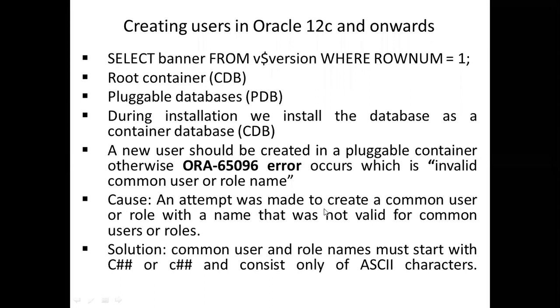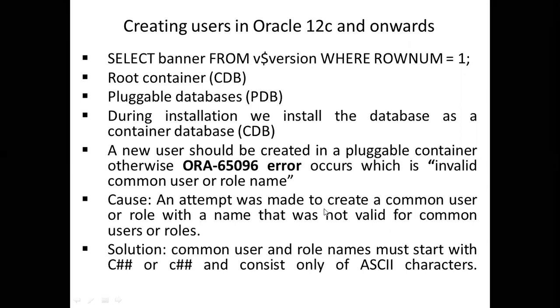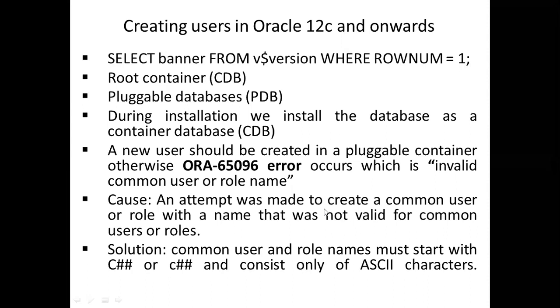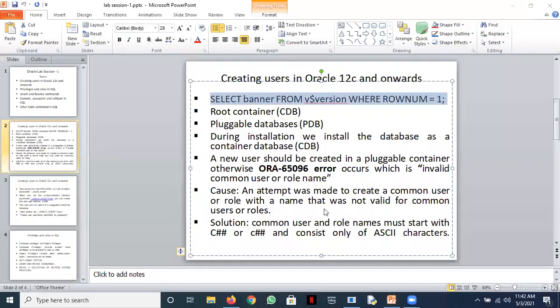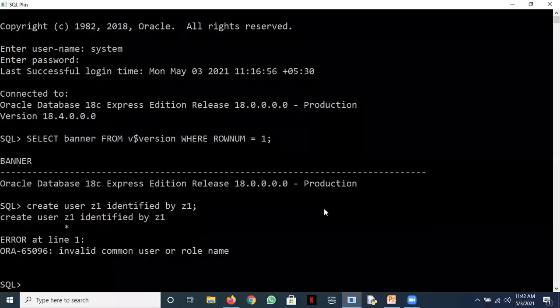So what solution do we have for this? One solution is that the common user and role names must begin with C##, whether uppercase or lowercase, and should consist only of ASCII characters. Okay, let me work this for you. Kindly keep on noting or taking screenshots, please, right?